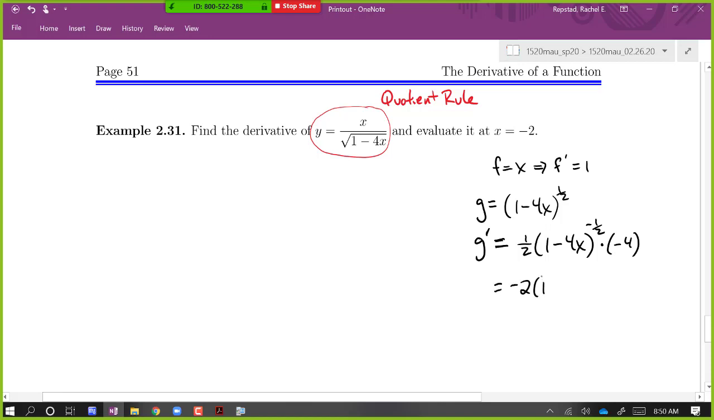Now this time, when I find g prime, I'm going to leave the negative exponent. This is not my final answer for the whole thing. I'm leaving the negative exponent here because it's going to help me with the simplifying process later.